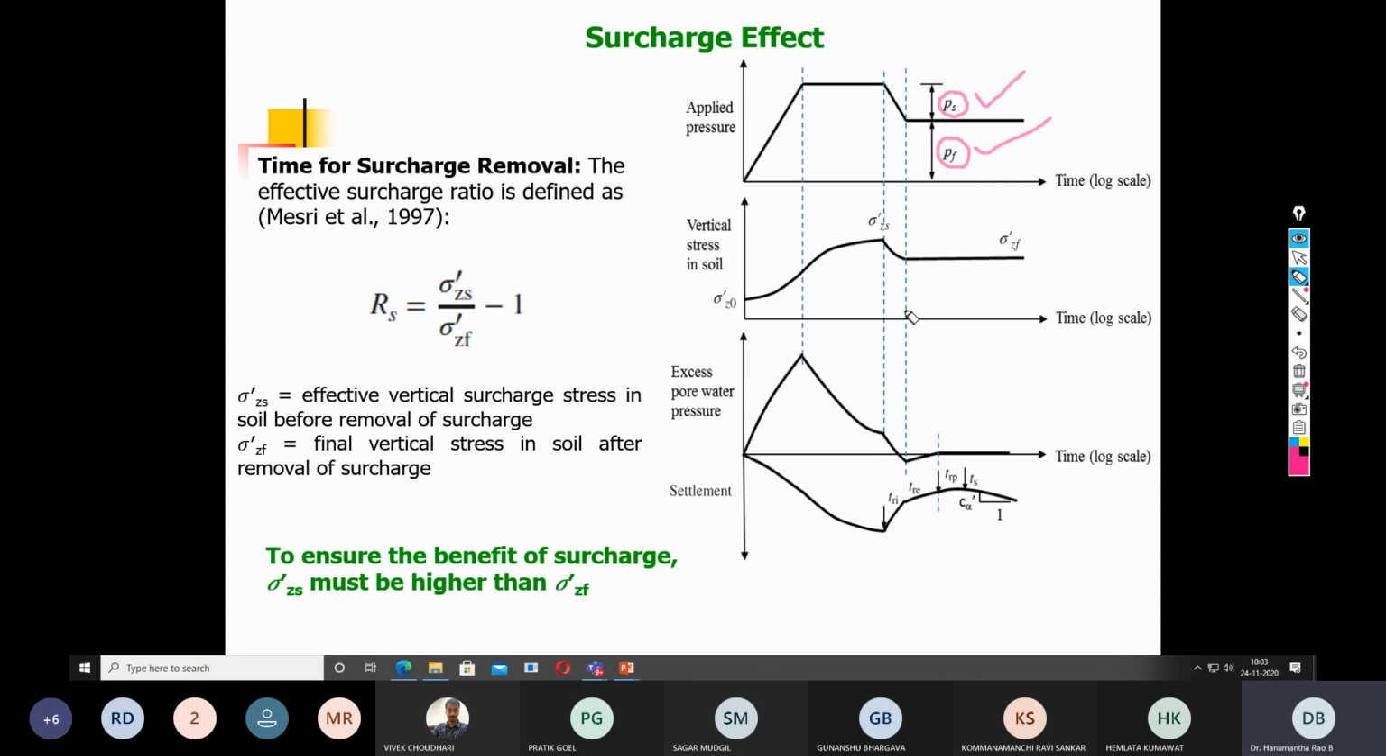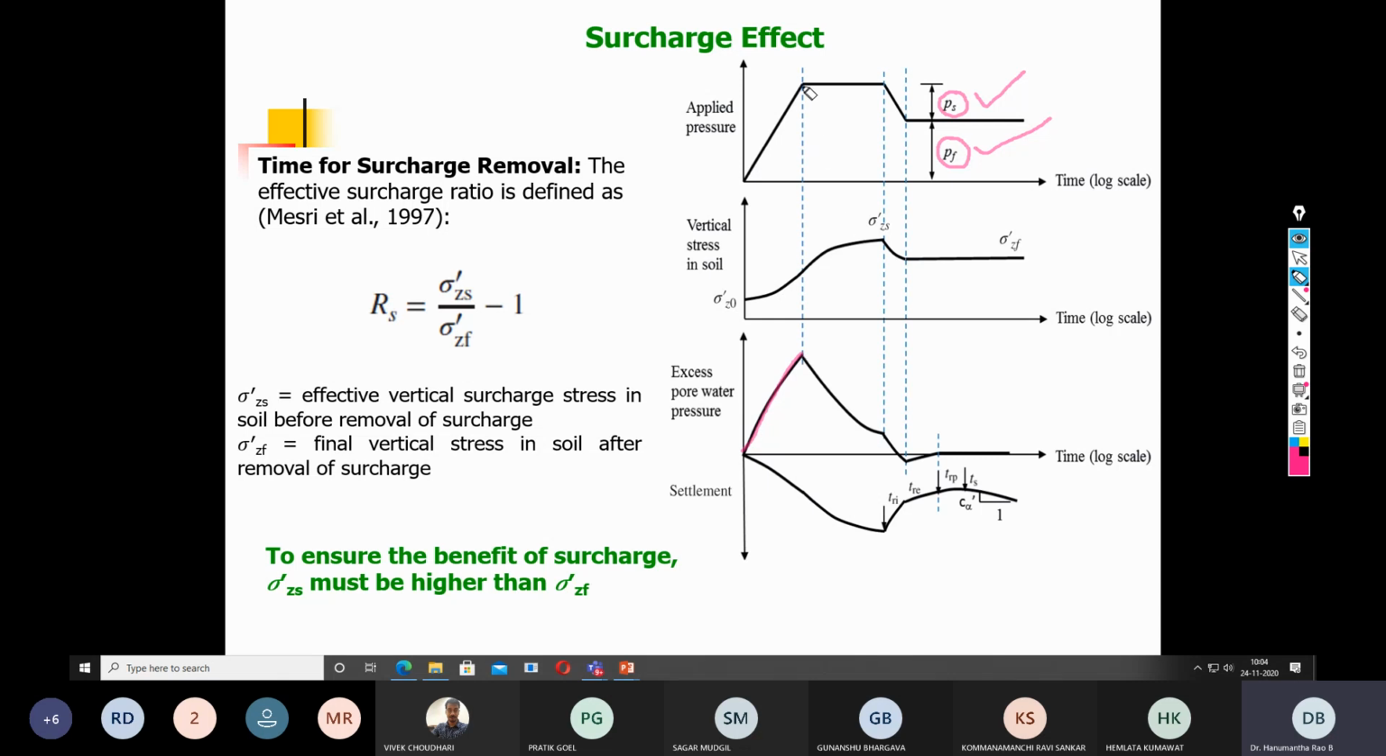So what will happen to the vertical stress condition in the soil with imposition of the surcharge and upon removal of the surcharge? This is the condition for excess pore water pressure, and this is the condition of the settlement. As you can see, as you increase the load, there is an increase in the excess pore water pressure. When the surcharge is maximum, there is a maximum increase in the excess pore water pressure.